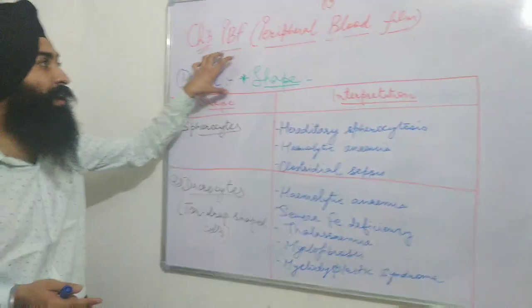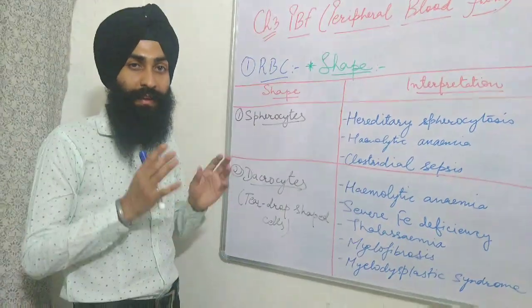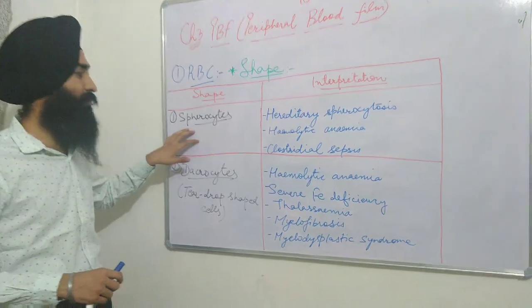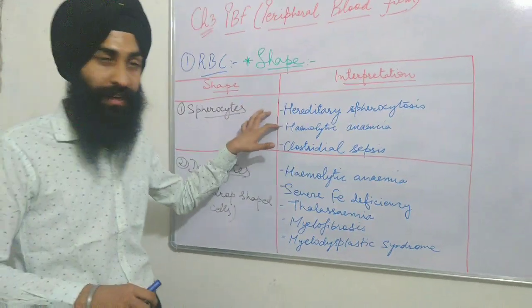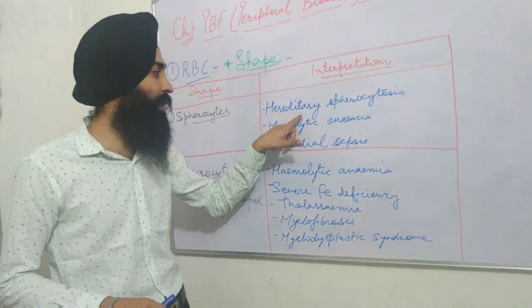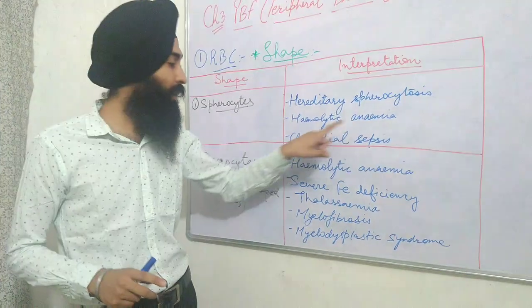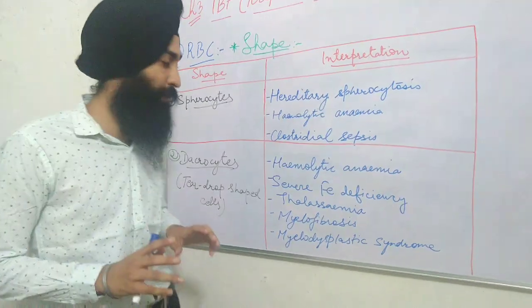Now after looking at the size and color of the RBC and red cell inclusions, we move towards the shapes of the RBC in the peripheral blood film. There are different shapes of the RBC which we can see. First one is spherocytes. Spherocytes are seen in 3 conditions. One is the condition called hereditary spherocytosis. Second one is hemolytic anemia, and third one is Clostridial sepsis.